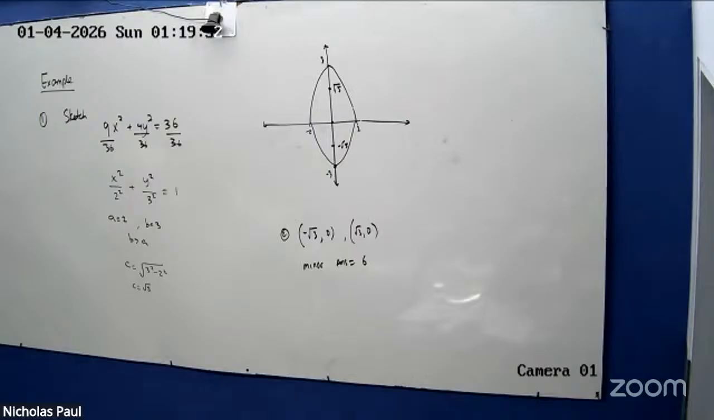So for this question, what is C? Root 3, right? Nice. So now we have to figure out A and B. Where is the major axis, the X or the Y axis? The X axis. Look at where the foci are. The foci are on the X axis, because Y is 0.